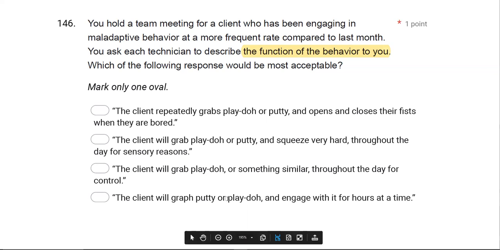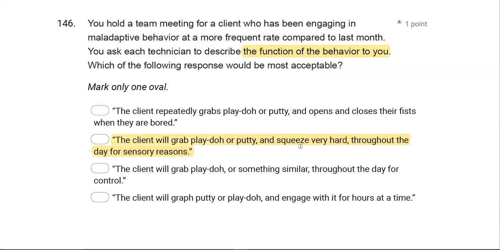And then D, the client will grab putty or Play-Doh and engage with it for hours at a time. That's more the measurement, right? The duration. We're looking for the function, the Y. And the Y is in B. Client will grab Play-Doh or putty, squeeze very hard throughout the day for sensory reasons.